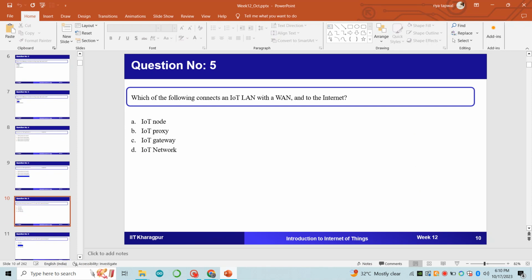Next question is, which of the following connects an IoT LAN with WAN and to the internet? Options are IoT node, IoT proxy, IoT gateway, IoT network. Option C, IoT gateway. Anyone else? Yes, IoT gateway is the correct option for this.